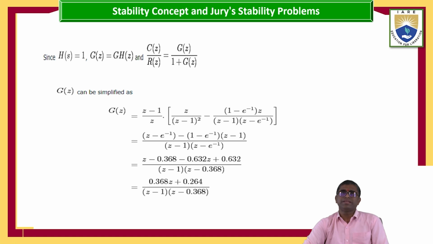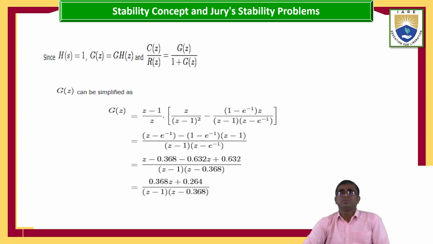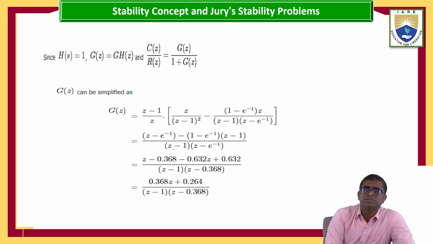So for that one, I am taking the characteristic equation, that is the denominator part of that one. That is z minus 1 by z into z by z minus 1 whole square into 1 minus e power of minus 1. If you simplify this mathematical equation, here z minus 1, z minus 0.368, and e power of minus 1 is nothing but 0.368, minus 0.368 into z plus 0.368.